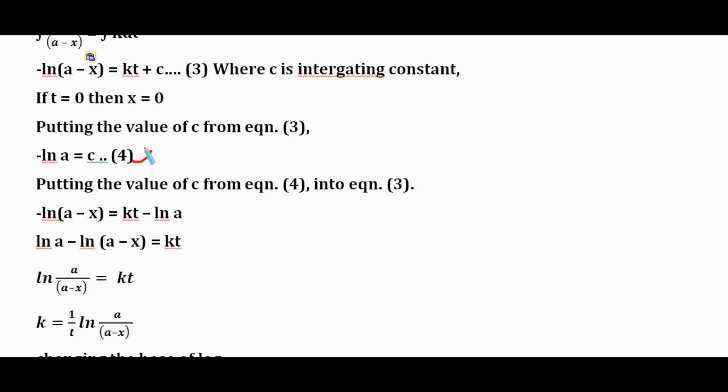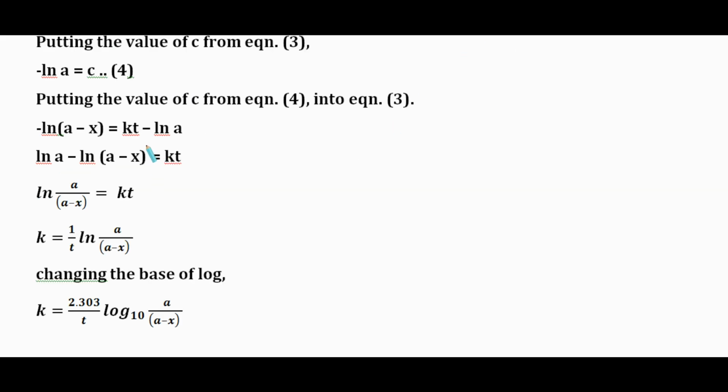Now this value is put in the equation third. We get minus ln (a minus x) equal to kt, and in place of c we put minus ln a. Now transposing minus ln a here, we get positive value, and it becomes ln a minus ln (a minus x). This can be written as ln a/(a minus x) equal to kt.